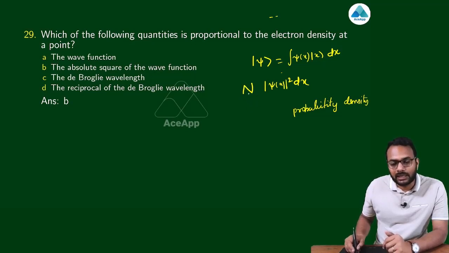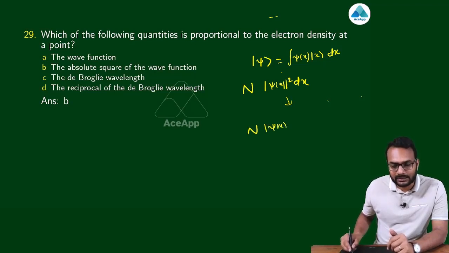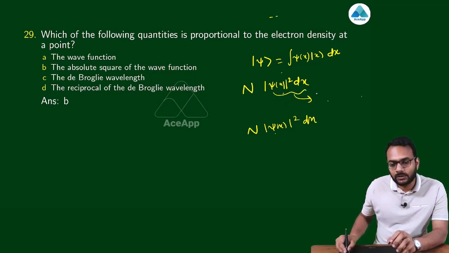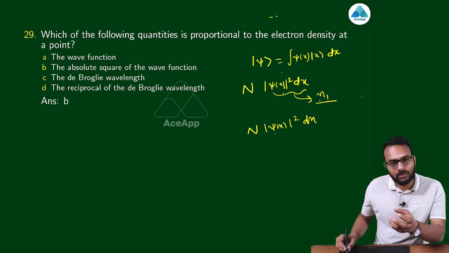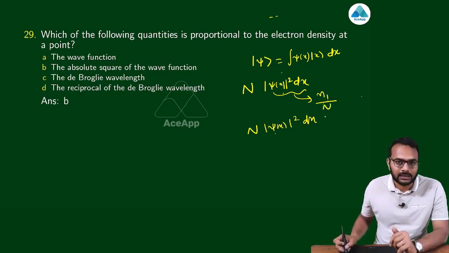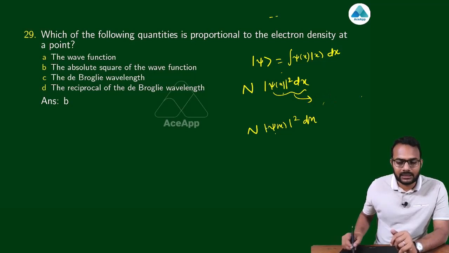The total number of particles is N. Multiplying N by modulus of psi of x squared, dx, in one dimension, will give you the fraction of particles, because the probability is low. This gives you the number of particles measured between x and x plus dx, divided by the total number of particles. Actually, this gives you the fraction of particles between x and x plus dx.